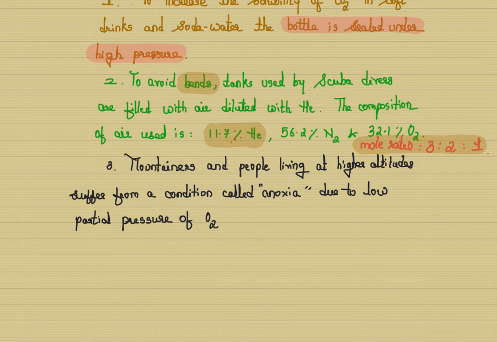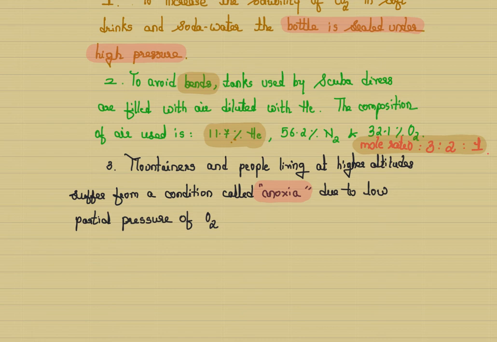And the last thing that you have to know is about mountaineers and the people living at higher altitudes. At higher altitudes, the air is thin, the pressure is low, and so the partial pressure of oxygen would be very, very less. As a result, the amount of oxygen getting into the lungs and then dissolving into the blood would be very less. Because the amount of oxygen reaching the cells would be less, people would start feeling weak, and many times their thinking capacities are also impaired to a small extent. This condition is called anoxia.